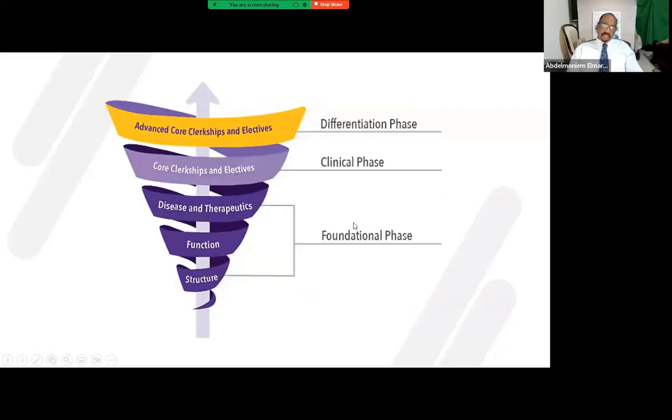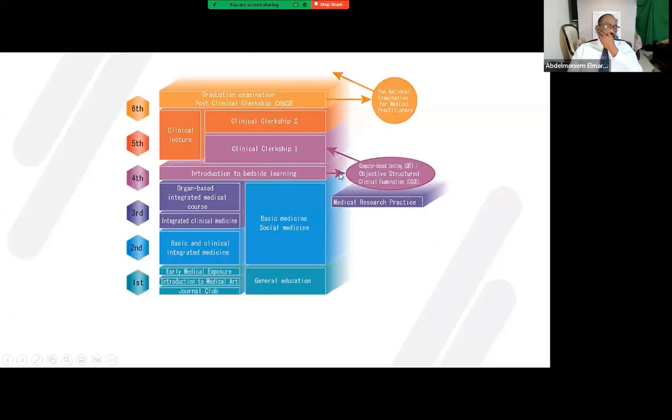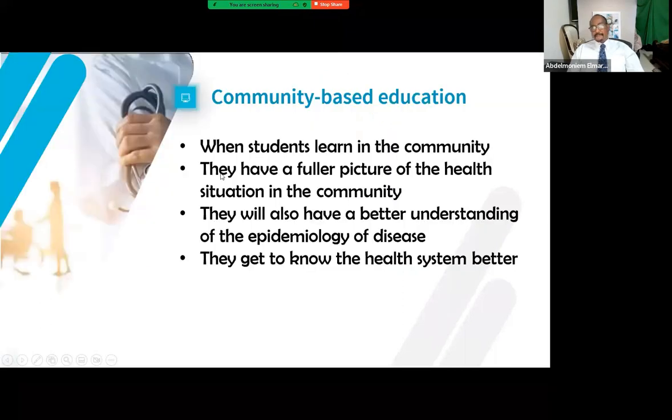The approach of a spiral also comes into play here. You start from structure, then you go to function, revisiting the structure, and then you go to disease and therapeutics, revisiting the structure and function, and then you go to core clerkships and electives, revisiting all of these, and then you go to advanced core clerkships and electives. So this is called the foundation phase, then the clinical phase, then the differentiation phase. There are many diagrams illustrating this issue of integration, and it's a very important concept. You need to study it carefully, and then you try to apply it.